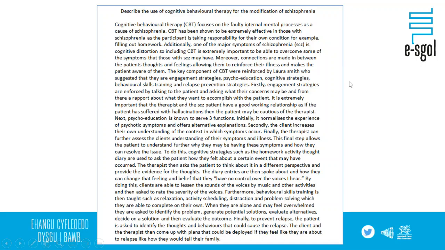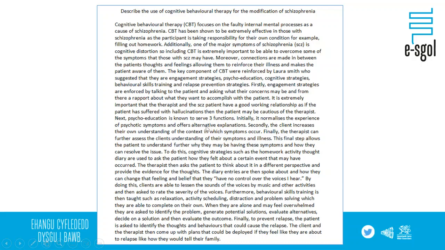At the start here, they've given you an overview of CBT, which I really, really like, and they've explained how it is used as a method of modifying. So far, I think this is a really, really good start. Okay, so then this person goes into talking about each of the strategies. Engagement strategies are about asking the patient what their concerns may be, and it's all about establishing rapport. It's extremely important that the therapist and the schiz patient have a good working relationship, as if the patient has suffered with hallucinations, then the patient may be cautious of the therapist. Lovely. And what they've also done there is brought in their knowledge of a characteristic of schizophrenia.